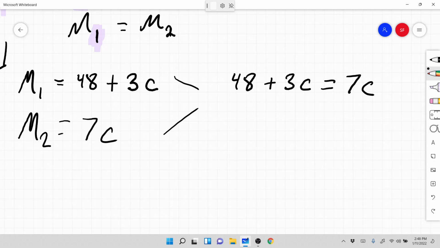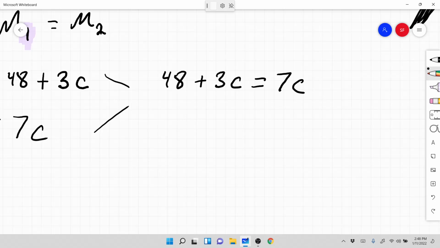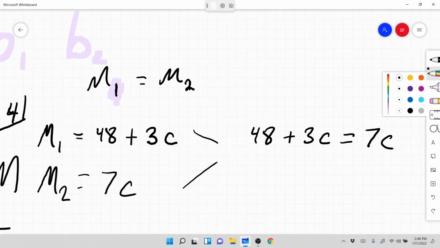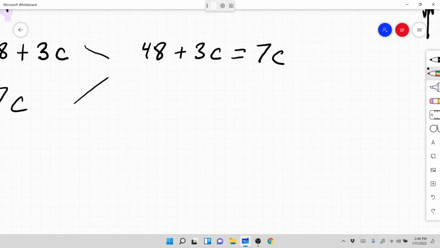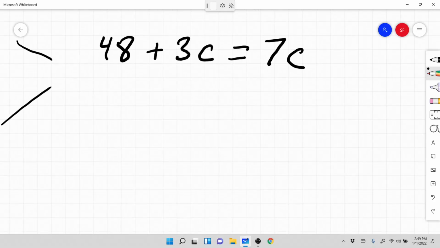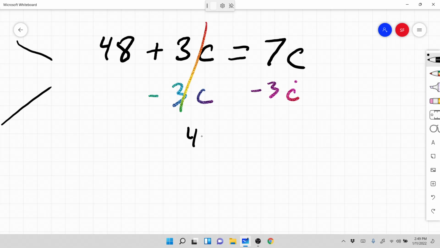So what should we do? Why do we not keep the M's? That was just me kind of writing down how this idea works. So then the real problem we need to do is 48 plus 3C equals 7C. That's right. So what are we going to do to solve for C now? Minus 3C. Sure. So then bring down our 48. What's 7C minus 3C? 4C.